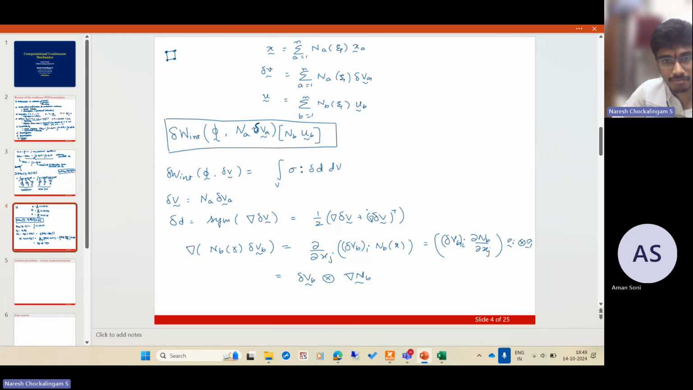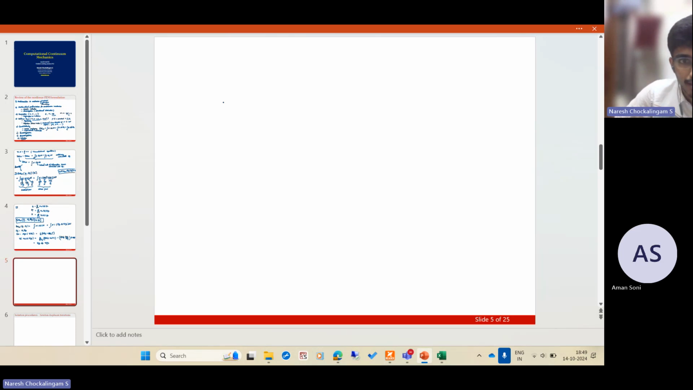We don't need to symmetrize it because the Cauchy stress tensor is symmetric. Its contraction with a general tensor will return only its contraction with the symmetric part. So this is basically integrated over the volume, sigma contracted with del VB tensor grad NB dV. This can be simplified further. So this is del W internal, which depends on the current configuration and the del V.